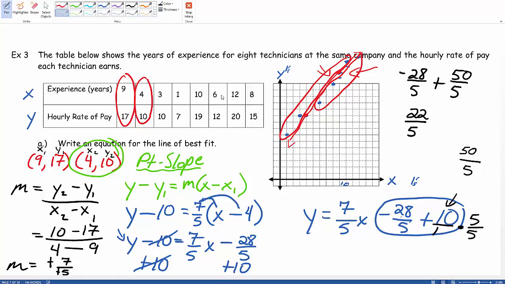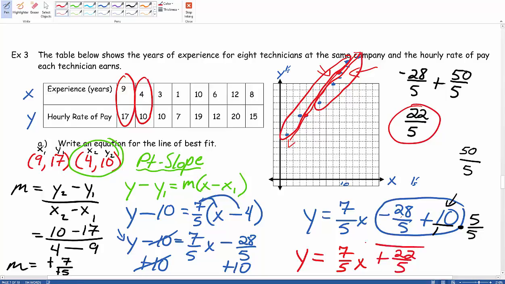So then it looks like our line of best fit comes out to be y equals 7/5 x plus 22 over 5. So again, here is our line of best fit.